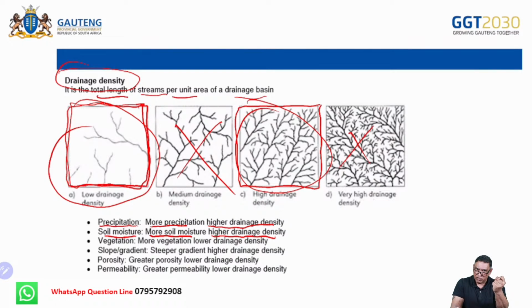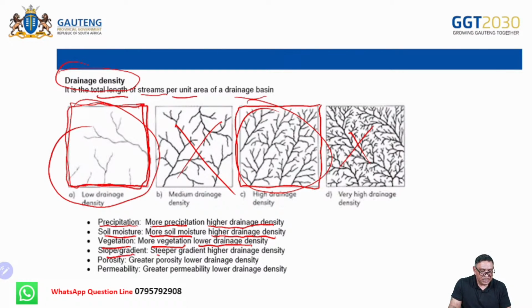So what happens to the rest of the water? It flows on the surface, cutting more stream channels. Vegetation is different. If there's more vegetation, there's a lower drainage density. Why? What does vegetation do? It slows down the flow of water and allows water to infiltrate into the ground. So therefore, less water flowing on the surface, less streams cut.